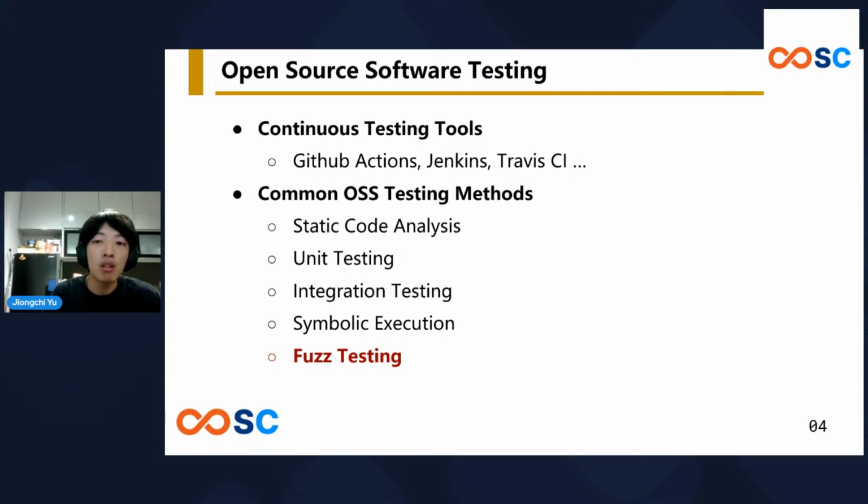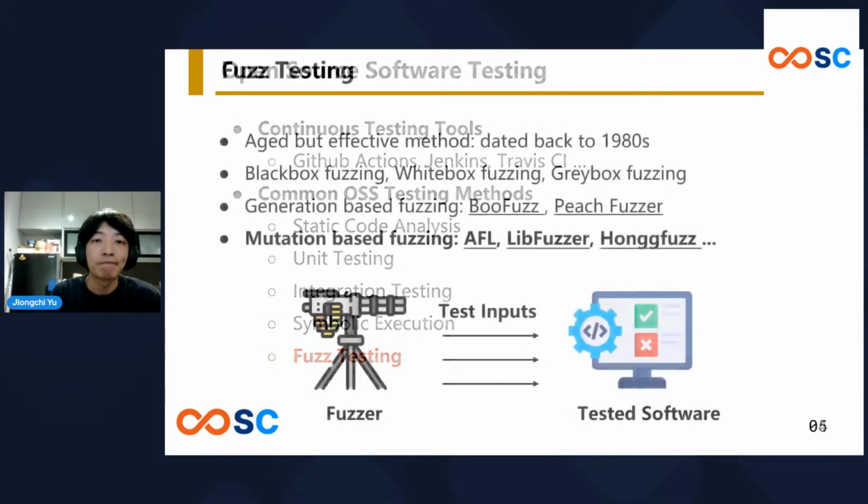It's important to note that these methods are often not end-to-end, which means that developers have to write and run tests by themselves and run them offline manually. So in this talk, I will focus on one of these testing methods, fuzz testing, which may not be very familiar to developers, and discuss its role in enhancing security for open source software.